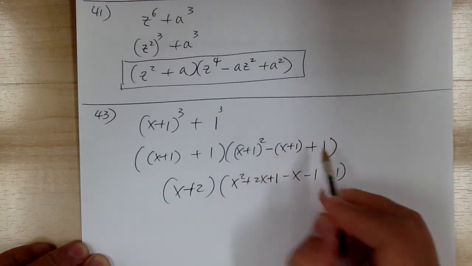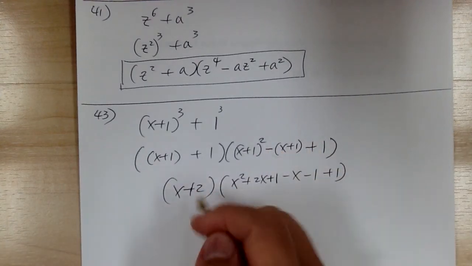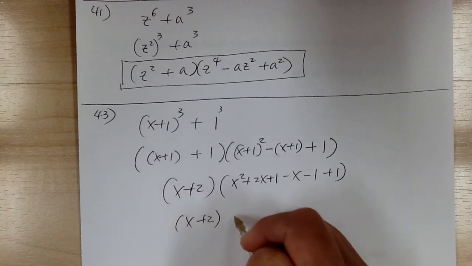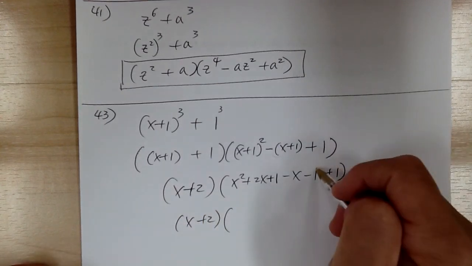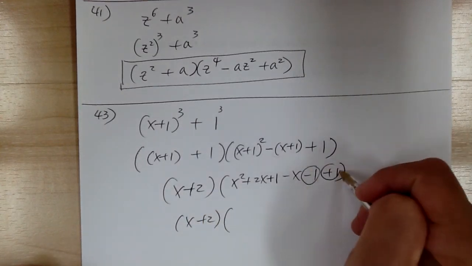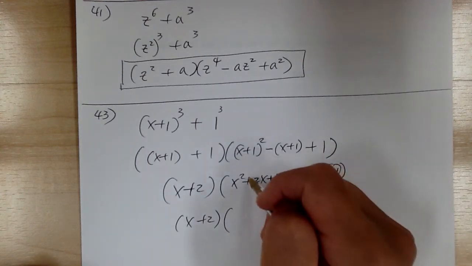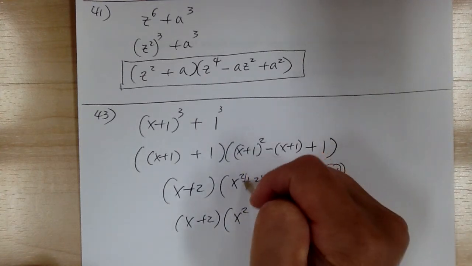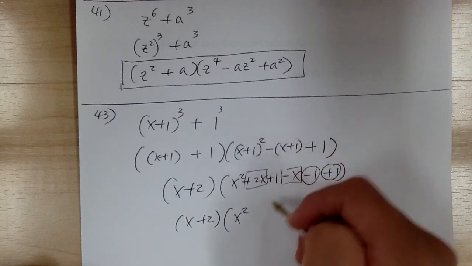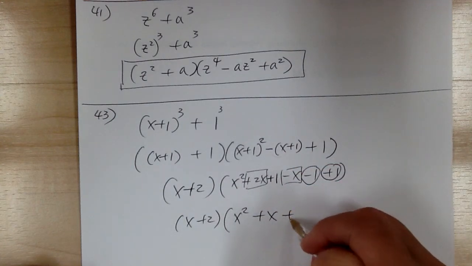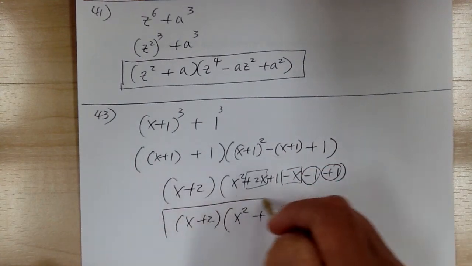Right? So you have to distribute. So this becomes x plus 2. And this one and this one cancel out, and so you're going to get x squared. Now this one and this one here become plus x plus 1. Okay, and that's it.